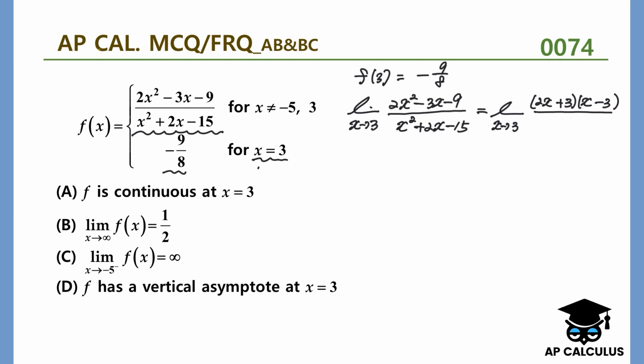Denominator is easy. x squared plus 2x minus 15, that's x plus 5, x minus 3. So cancel x minus 3 from numerator and denominator. And the limit value is equal to, then substitute 3 for x. So that's going to be 6 plus 3, that's 9. 3 plus 5, that's 8. Well, the limit value is actually positive 9/8.